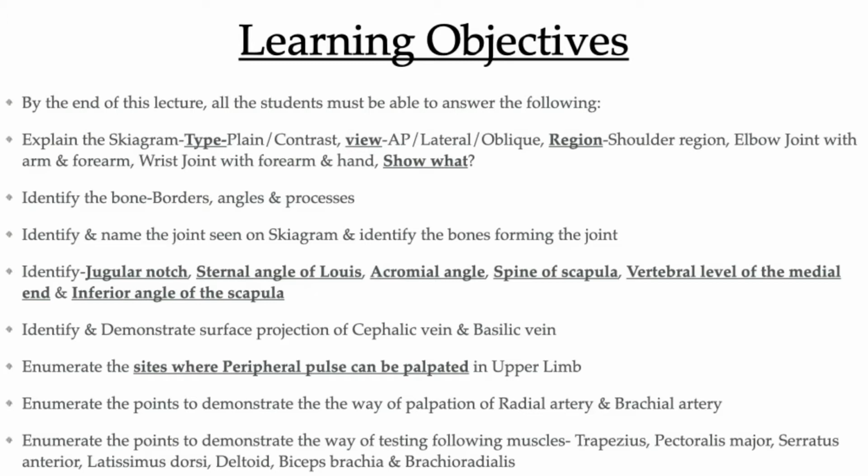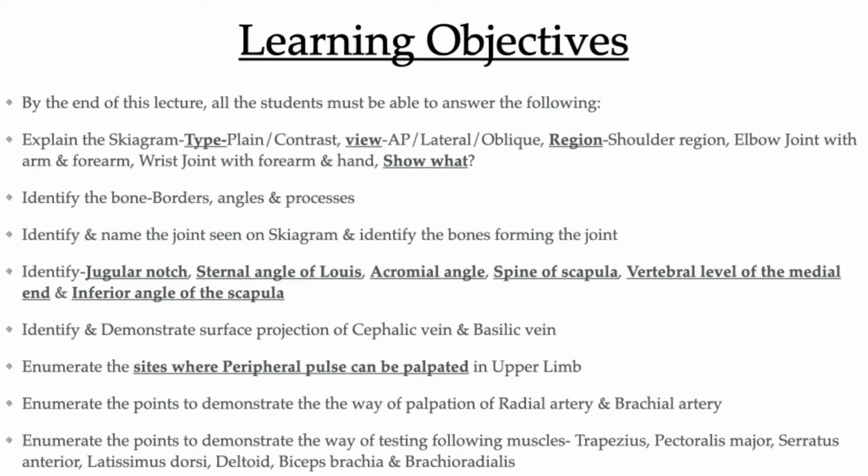You all must be able to identify the bones in the radiogram. You must be able to show the borders, angles, and processes of different bones. You must be able to identify and name the joints seen in the radiogram and identify the bones forming the joint. You must be able to identify jugular notch, sternal angle of Louis, acromial angle, spine of scapula, vertebral level of the medial end, and inferior angle of the scapula.